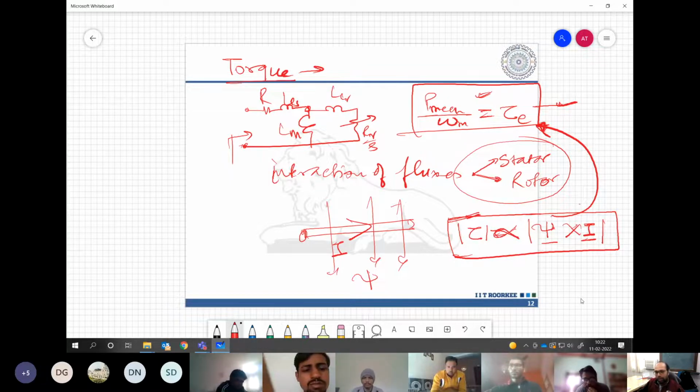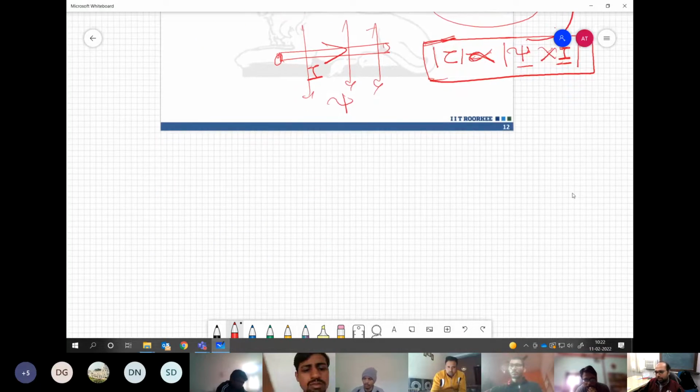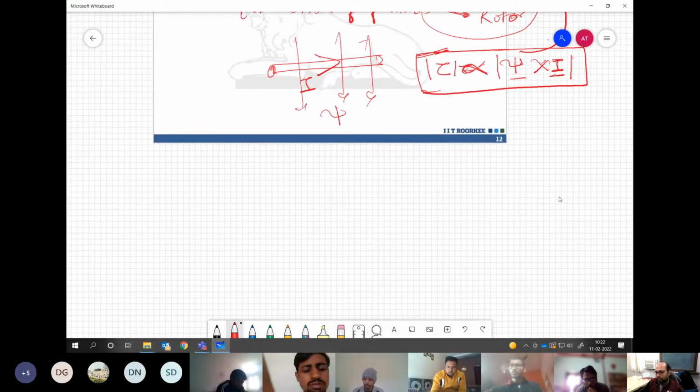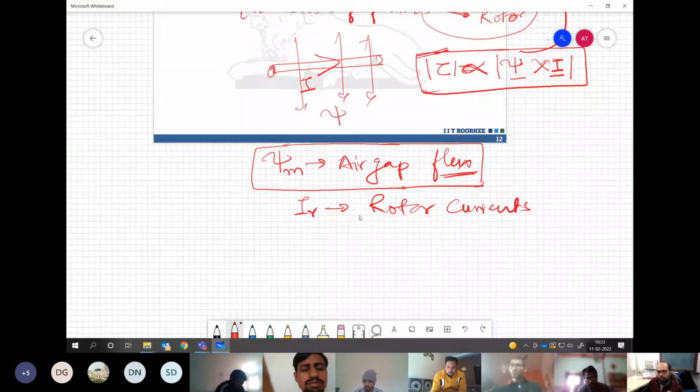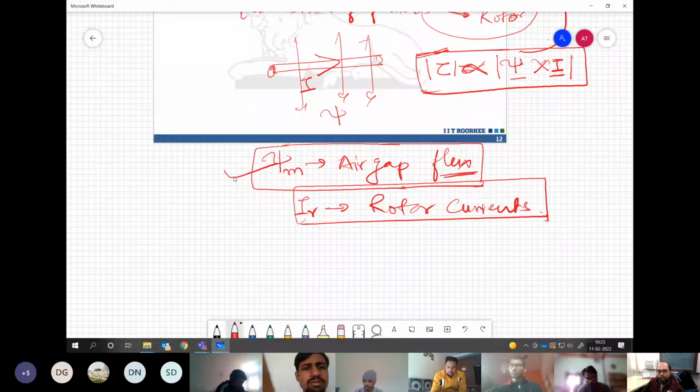So what we have basically, now when we are saying that flux and current, which flux we are talking about and which current we are talking about. So obviously the flux what I am referring to is basically air gap flux, indicated by psi m, or you can call as the magnetizing flux. And the current which I am referring to is the rotor current, the current which is flowing in the rotor bars. This is the quantity which is responsible for generation of torque in induction motor. Understanding my point?